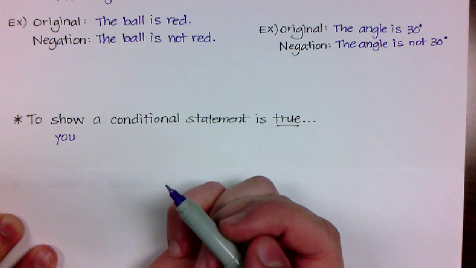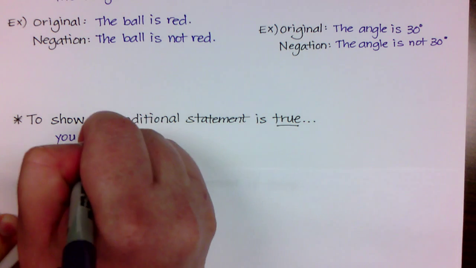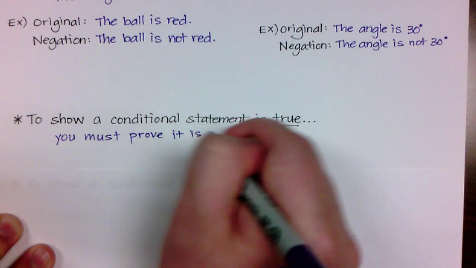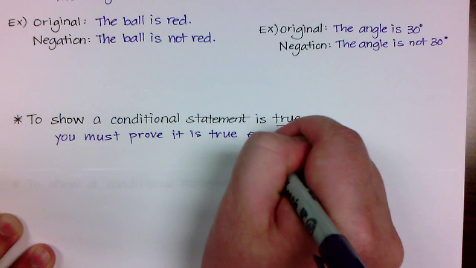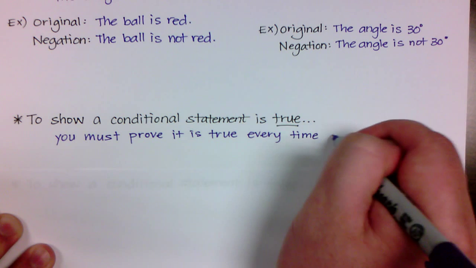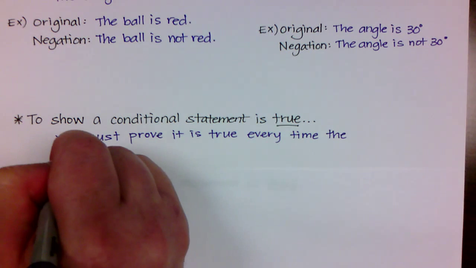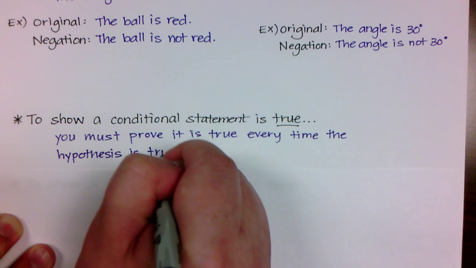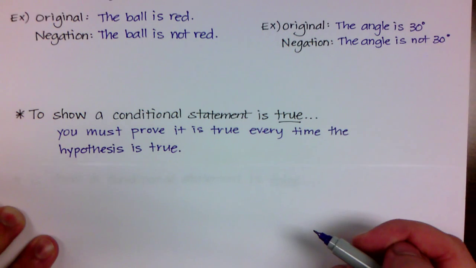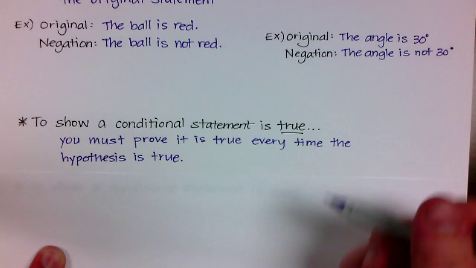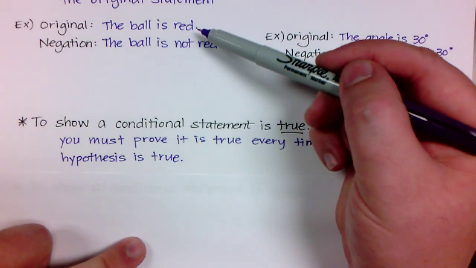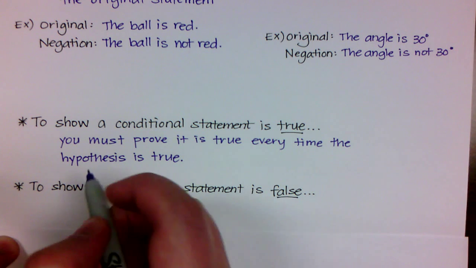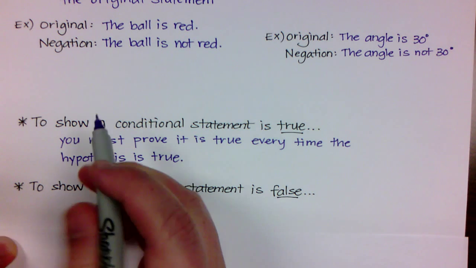So let's write this down. To show a conditional statement is true, you must prove it is true every time the hypothesis is true. You're going to find in today's lesson it's a lot more writing. Okay, so for instance, if I'm claiming that there's a ball and it's red, I have to prove that that's true every single time. But if I want to show that a conditional statement is false, I only have to give one counterexample.